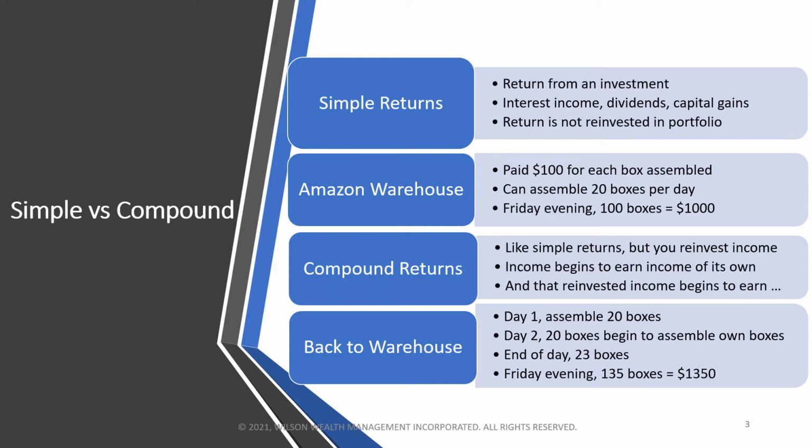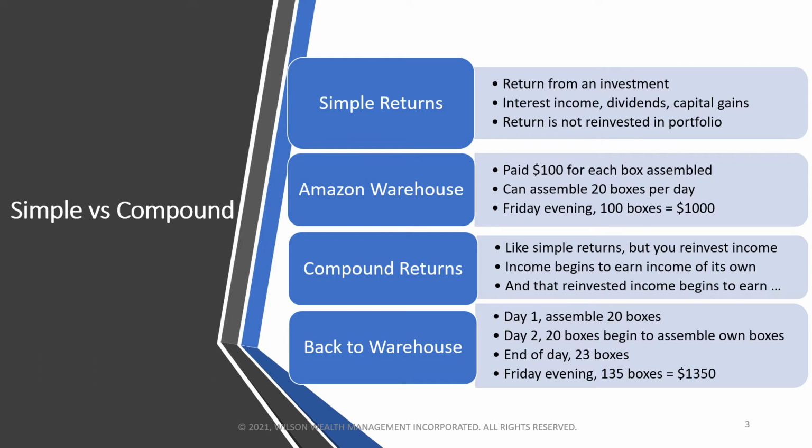If we look at a simple example, say you're working in a warehouse, maybe an Amazon warehouse, where you're paid $100 for each box that you assemble during a day. And let's say that you can assemble 20 boxes per day. By Friday evening, that's 100 boxes, you receive $1,000. That's the simple return.